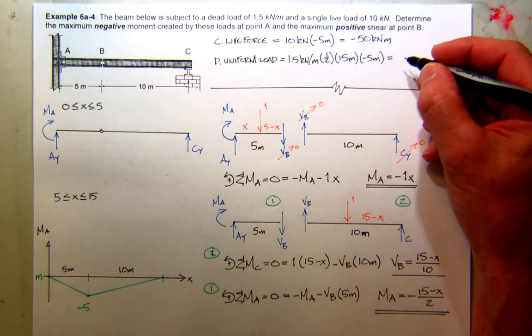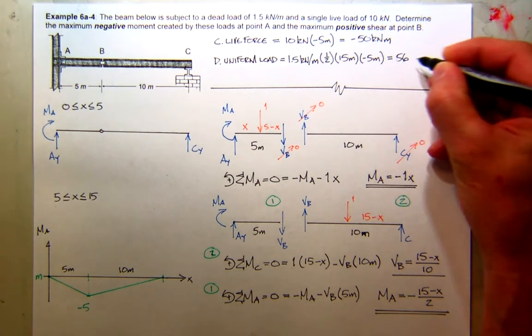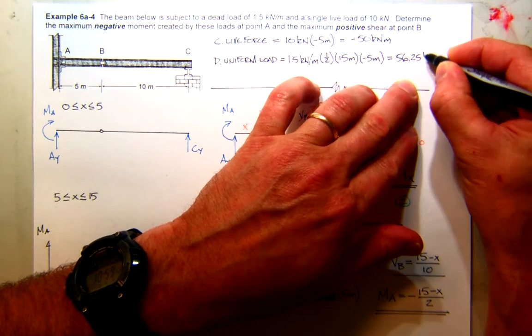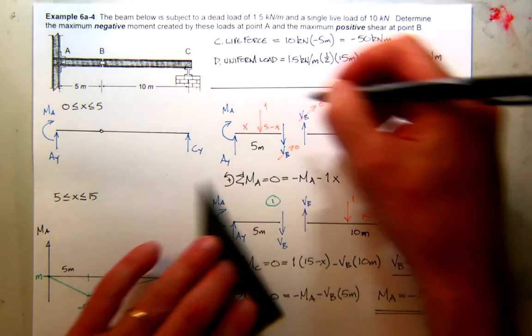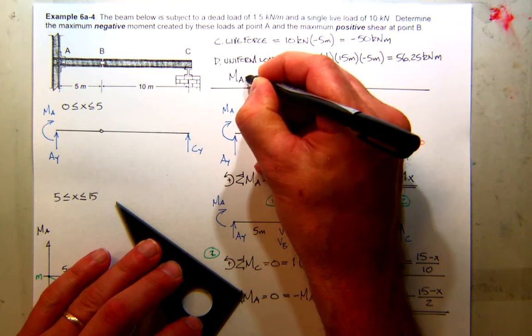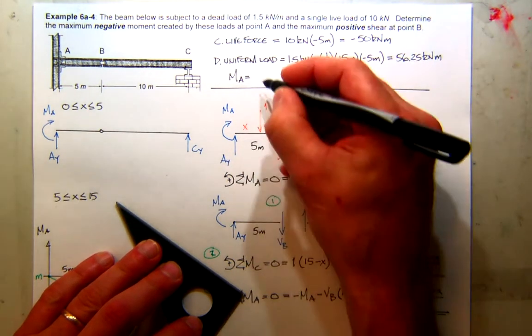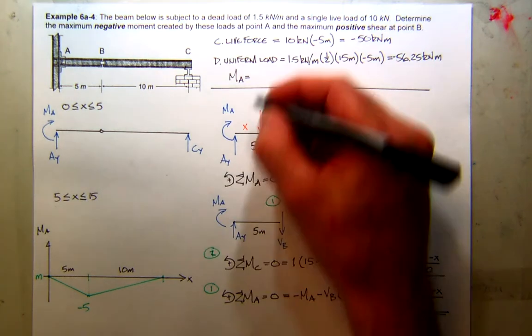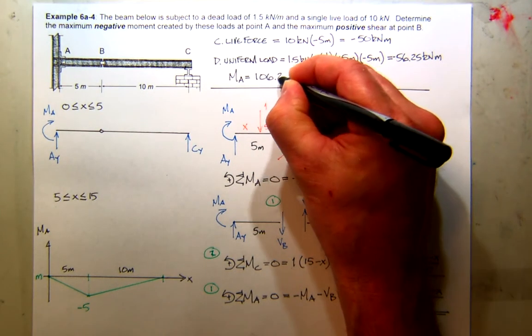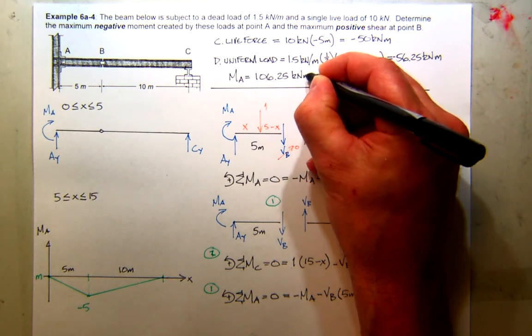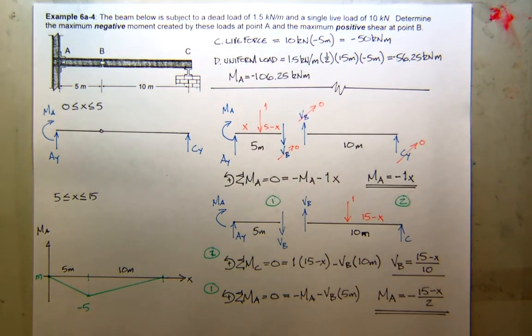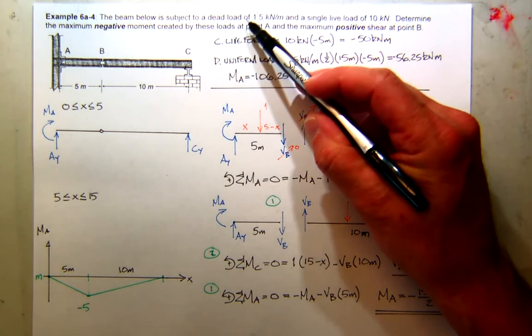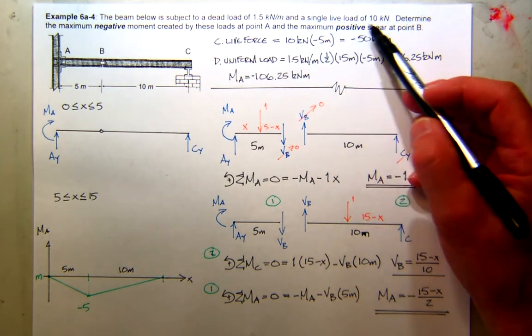What? 56.25? Yes. Okay, so 56.25, and that's also kilonewton meters. But I have to add it together. So the maximum moment at A would be, you add those two together. Oh, wouldn't that be negative? Oh, thank you. So you're going to add those two together. Looks like you get 106.25, and also negative. So that's the maximum moment at A due to a dead load of 1.5 kilonewtons per meter and a live load of 10 kilonewtons.